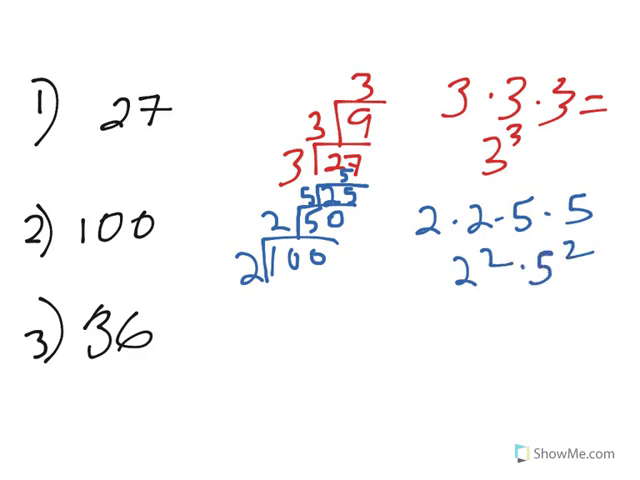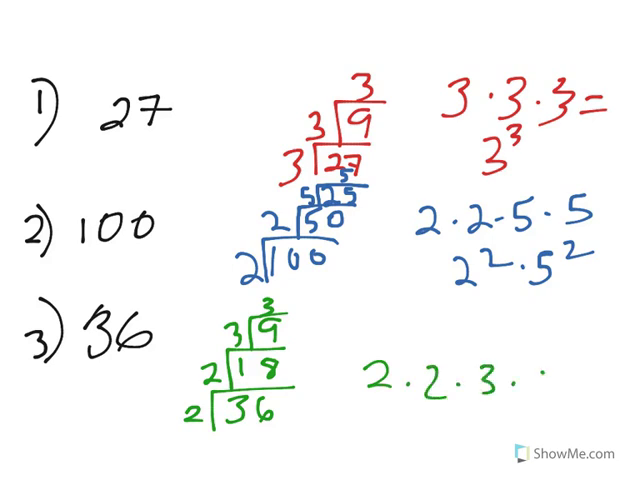Okay, let's do 36 now. 2 goes into 36 18 times. 2 goes into 18 9 times. And 2 doesn't go into 9, but 3 does 3 times. So the prime factors of 36 are 2 times 2 times 3 times 3, or 2 squared times 3 squared.